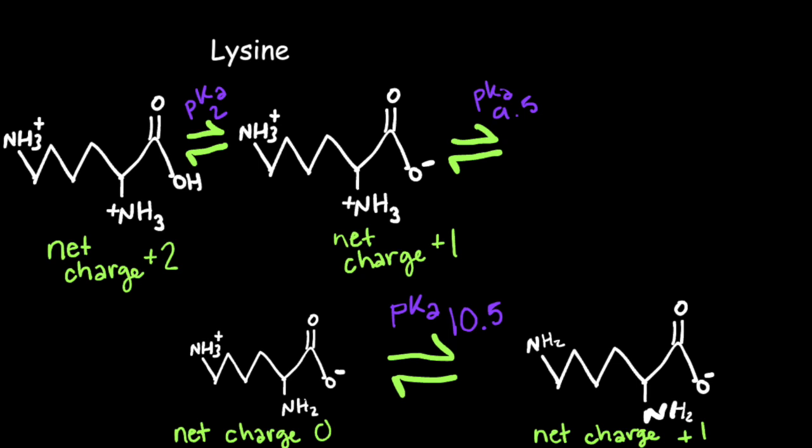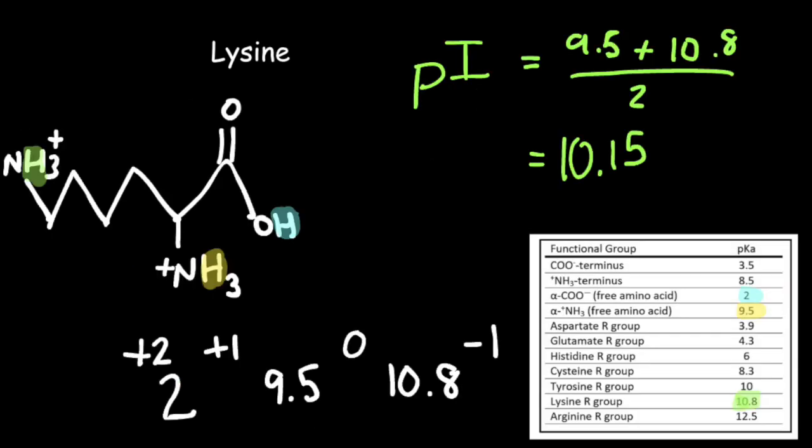This is how lysine structure changes as you go up the pH scale. So if PI is when lysine is net charge 0, then we need to find out what the average is between the two pKa's that go on either side of that net charge 0 lysine. Doing the calculation, we get that the PI for lysine is 10.15.